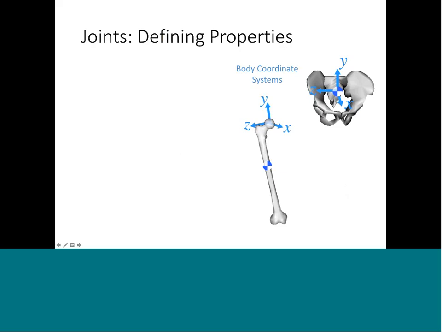So what we just described in blue were the body coordinate systems. And to define a joint, we additionally define a joint coordinate system on each body, shown here in green. The joint coordinate system can, but doesn't have to, overlap with the body coordinate system. So for example, here in the pelvis, we have the body system in blue and the joint system in green. With the femur, both of those systems overlap.